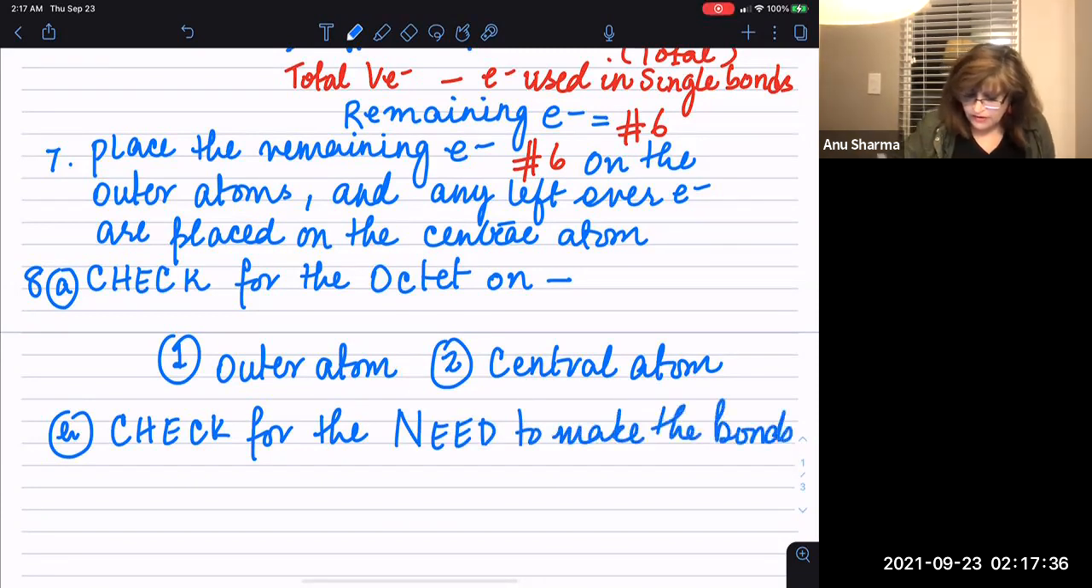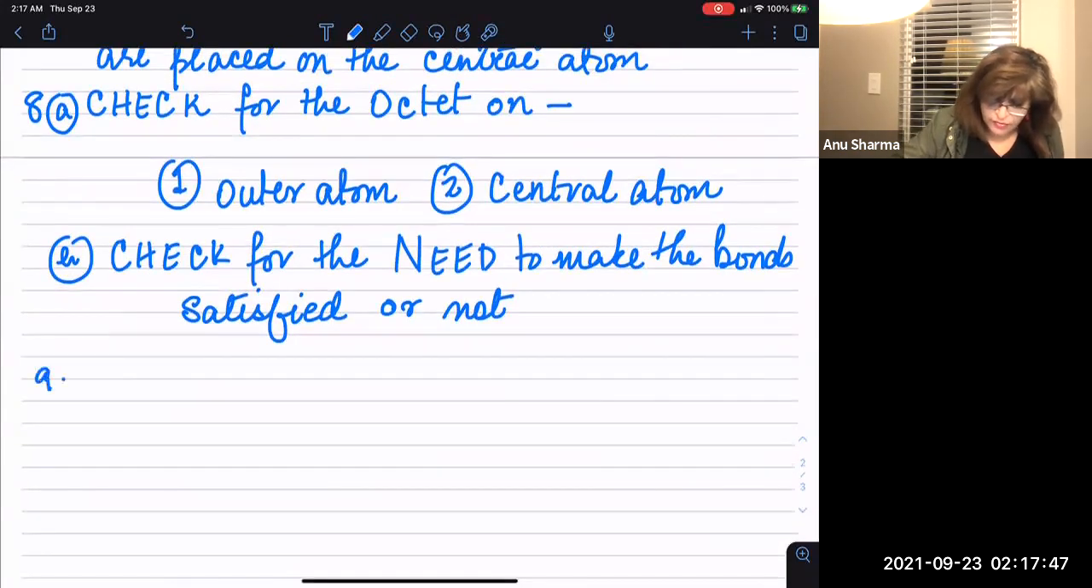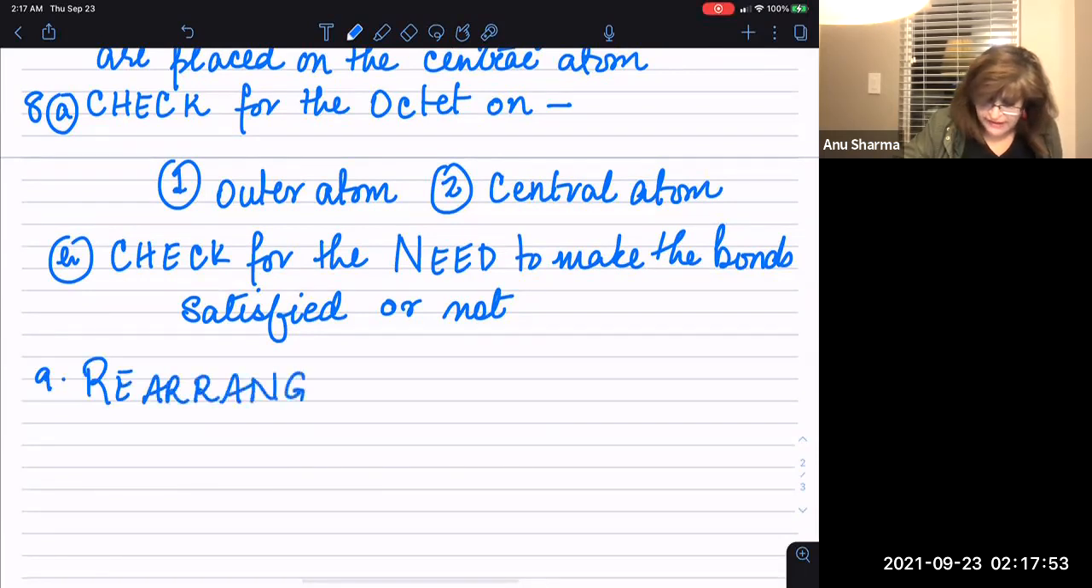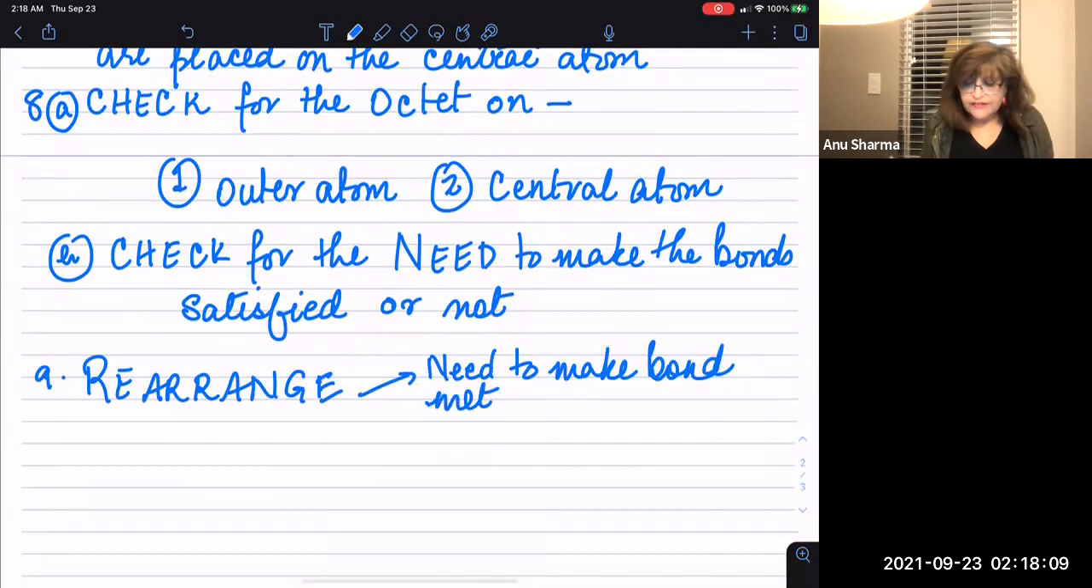Is it satisfied or not? If it is not, then you will have to rearrange in order to make sure that the need to make the bond is satisfied and the octet is satisfied also. So first is the need. This is important. Need to make the bonds met or not. If it's met, it's good. Your structure is good.